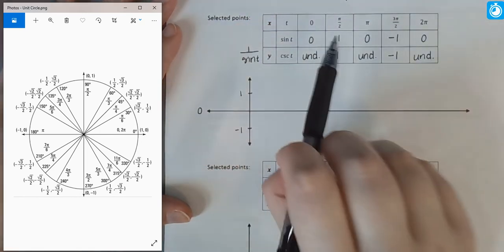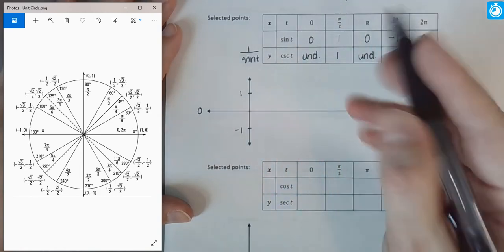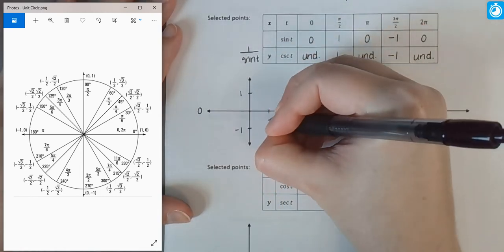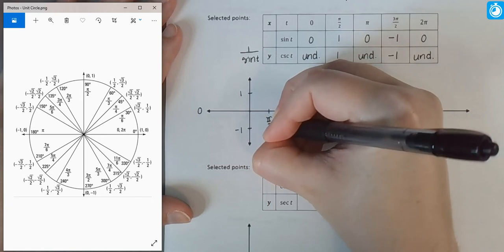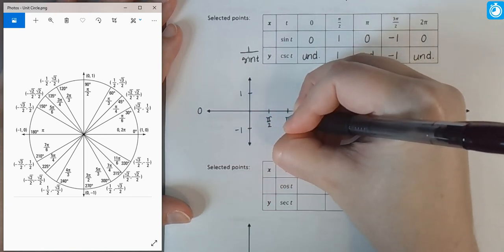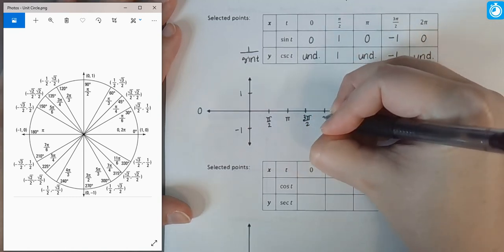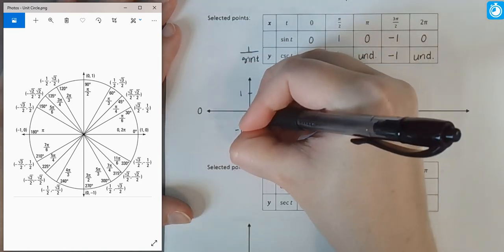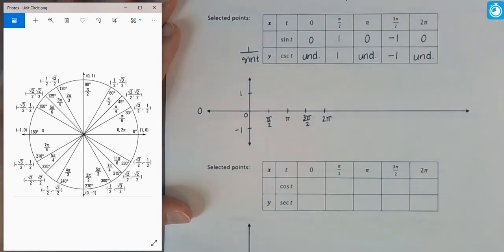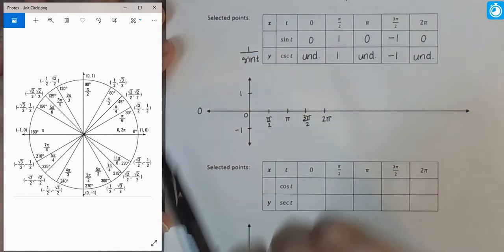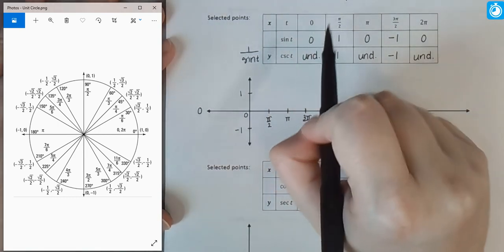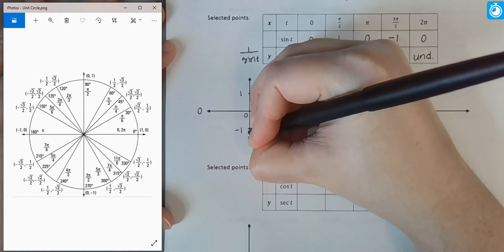Okay. And then let's label our radian measures along the x-axis as well. So pi over 2, and then pi, and then 3 pi over 2, and then 2 pi, and of course, again, we're starting at 0. Now, anywhere where the cosecant is undefined, based on the sine definition, this possibility for division by 0, those are going to be locations where we have a vertical asymptote. So at 0 radians, we have a vertical asymptote.